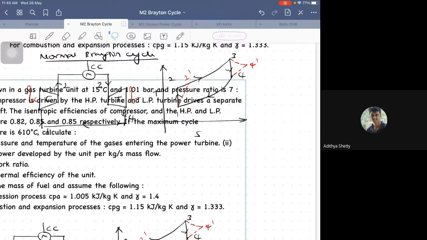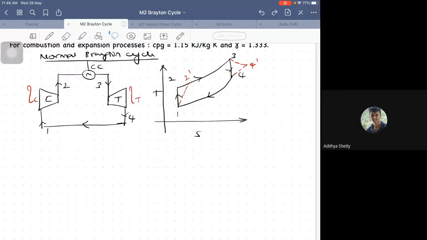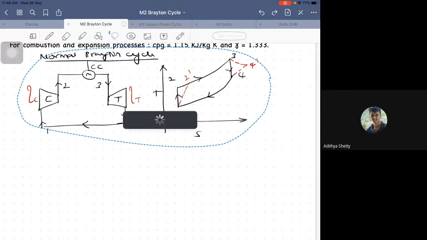Oh, even this is also copied. Just a minute.